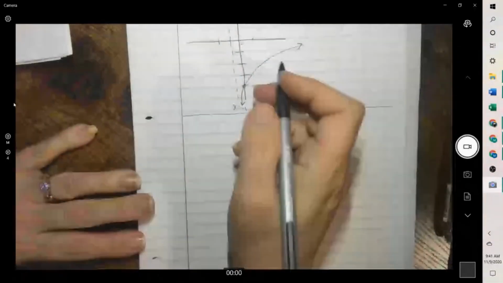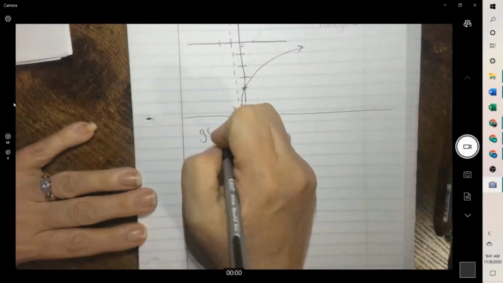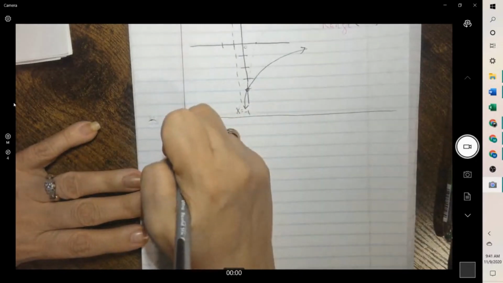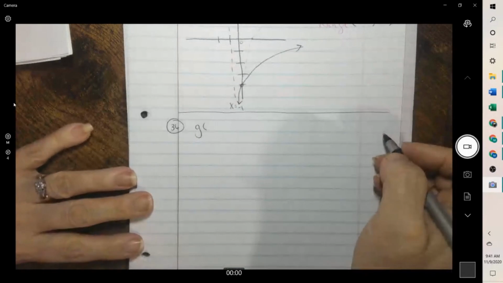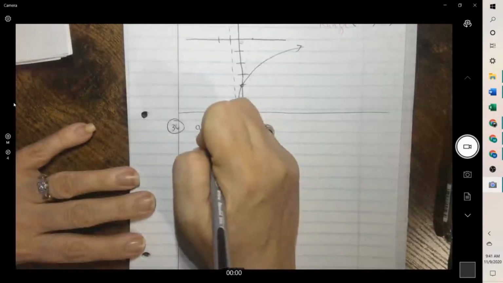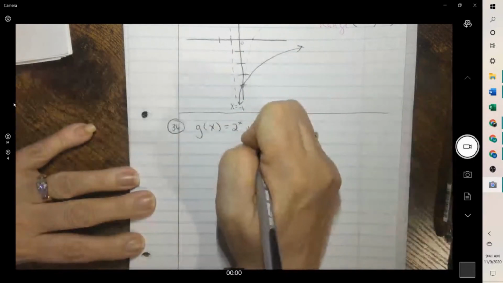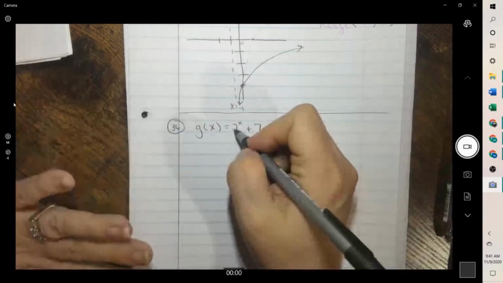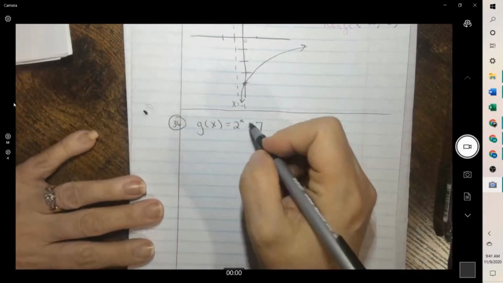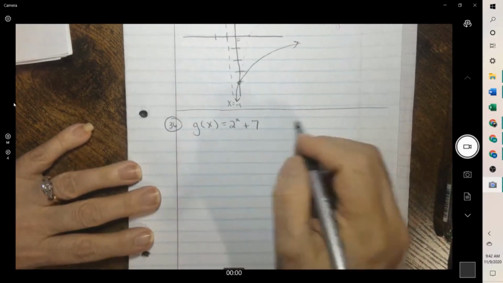Okay, exponentials. These are number 36 on the review. Now, exponentials, whether it's a number to a power or e to a power, they grow.